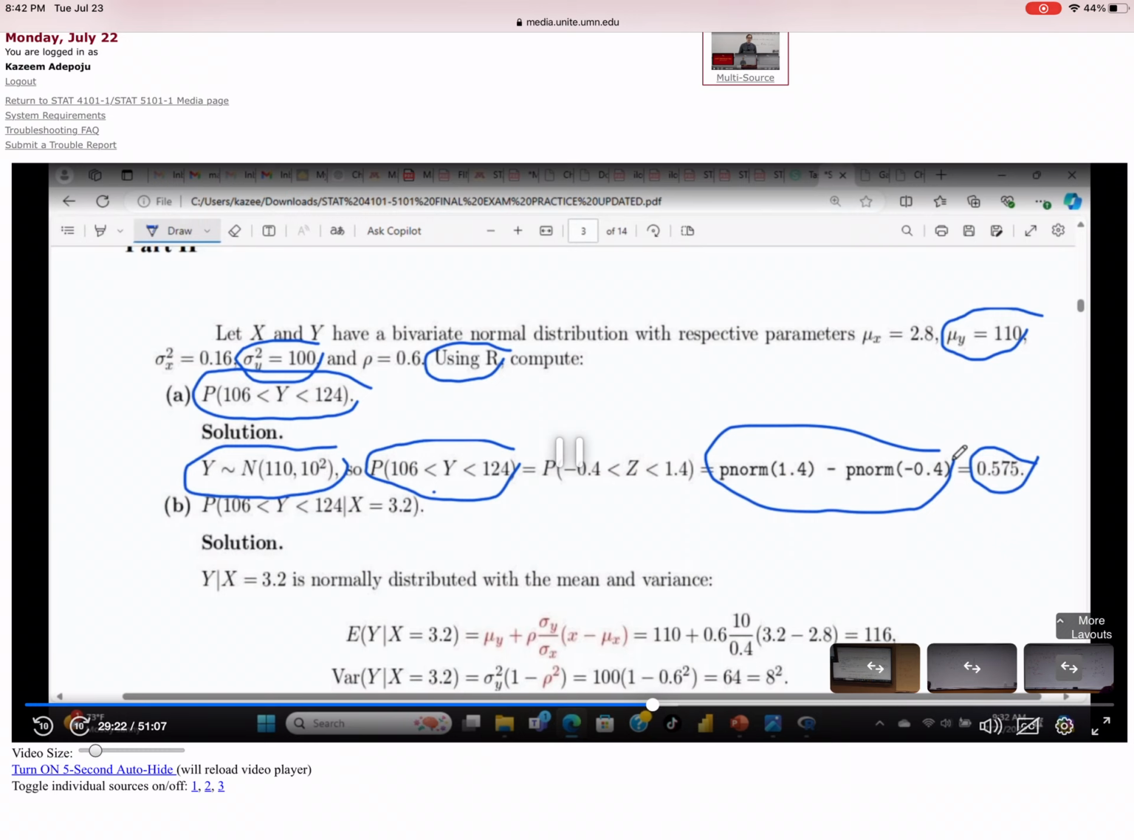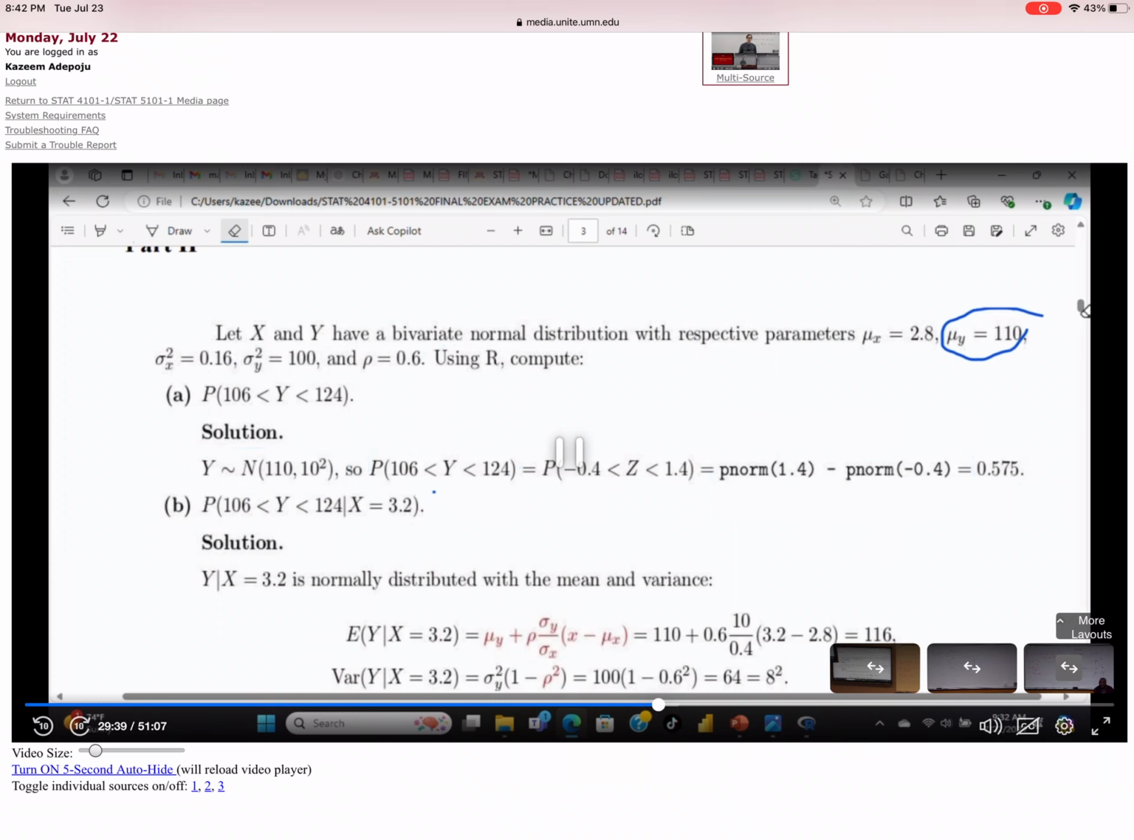Does that make sense? Now, how do we handle the conditional? Here I'm focusing on y only. I'm going to show you how we handle conditional right now. Now, please pay attention. When I was working with y, I did not use correlation, because I'm only focusing on y. But take a look at the next question now. Take a look at question B.